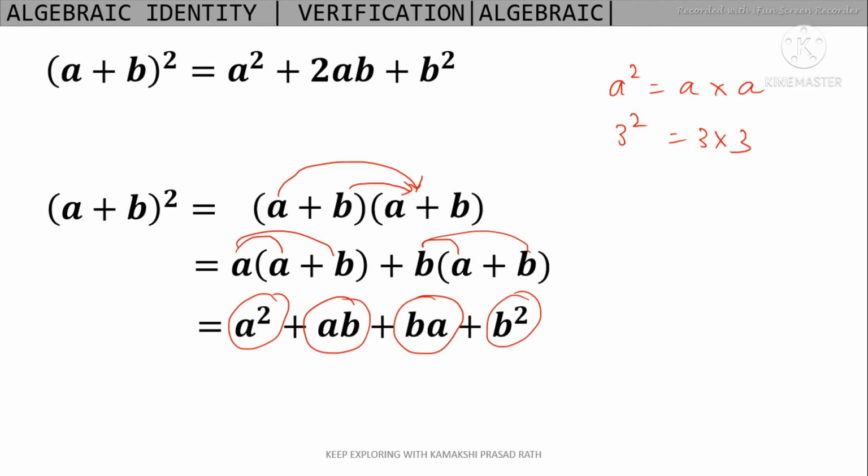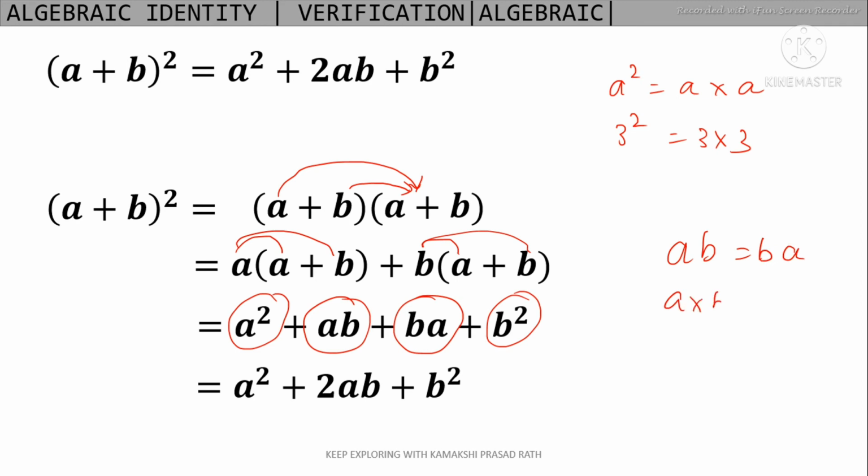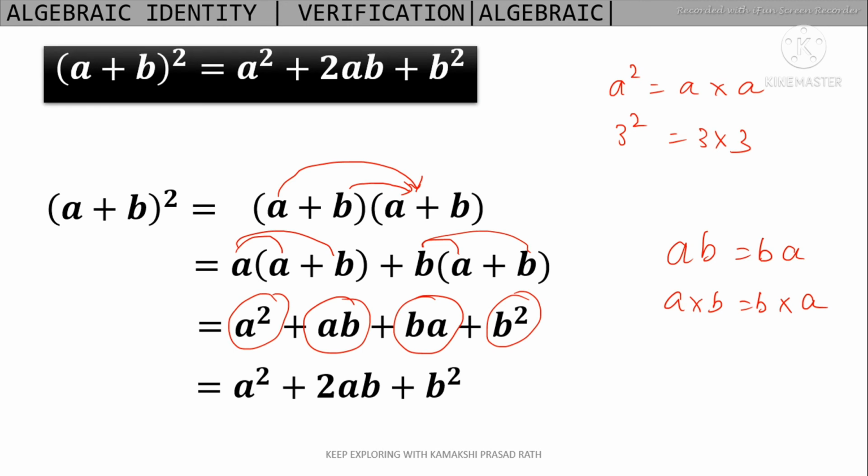Now in the solution, we already have A squared and B squared. Now see here, AB and BA. AB is equal to BA, so hence we get 2AB, because AB is same as BA. A multiplied by B is equal to B multiplied by A. Hence in place of BA we can write AB, and we get 2AB. Hence we can say (A plus B) whole squared equals A squared plus 2AB plus B squared.